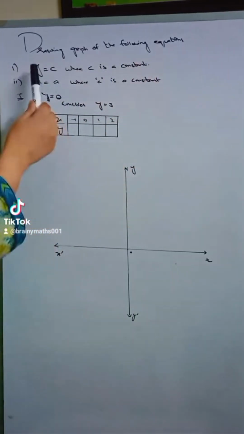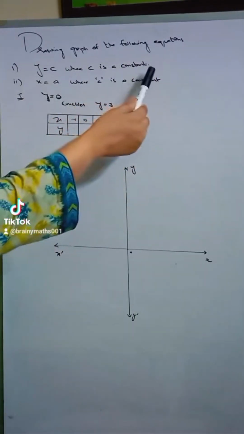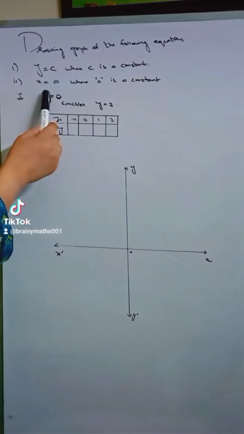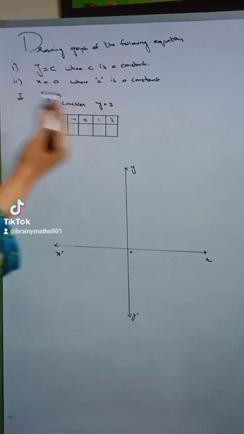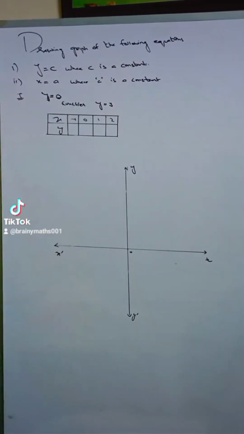Number one, y equals c, where c is a constant. Number two, x equals a, where a is a constant. In this, we will learn how to represent these points on the graph. In other words, how to represent a linear equation on the graph. Remember, always, to represent a linear equation on the graph, we need 2 points, on the x-axis and y-axis.